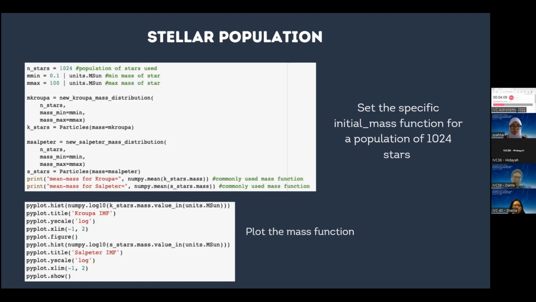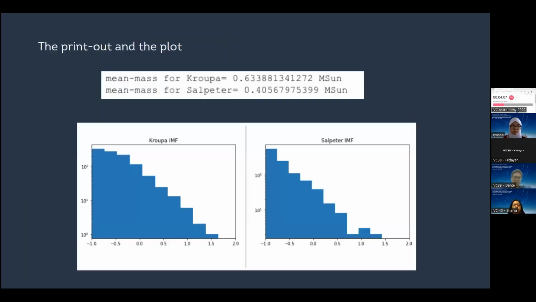Okay, and then we plot the mass function. Next. So after plotting, we get the min mass equal to 0.63 for Kroupa, and Salpeter is 0.40 solar mass. So there's a bit of difference. Salpeter is the pioneer in the value of IMF, and Kroupa is a bit newer, developed in 2001. So there's a difference. Later I'll talk about it. Okay, I pass to Sophia.